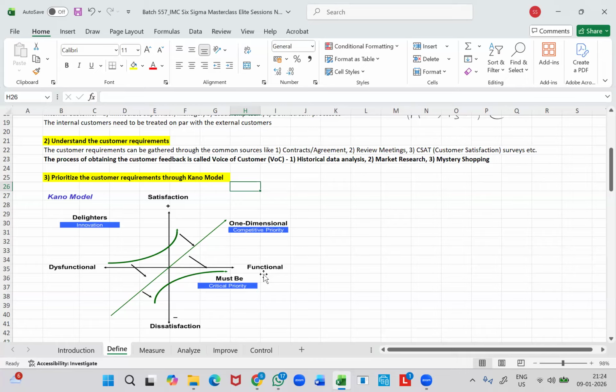So what would be the one-dimensional or satisfier need? According to me, the quality and quantity of food could be a one-dimensional or satisfier need. So the higher the quality and quantity of food, the more satisfied I will be as a customer. The lesser the quantity and quality of food, the less satisfied I will be as a customer. Then finally, we have the delighter. So what will be the delighter need, which is something that we are not expecting as customers? So the delighter need could be something like this, right?